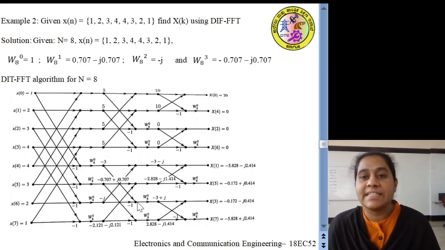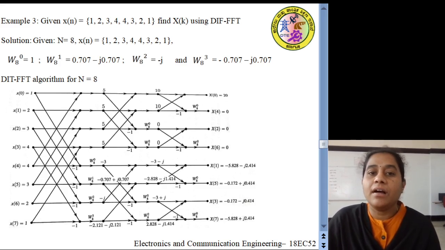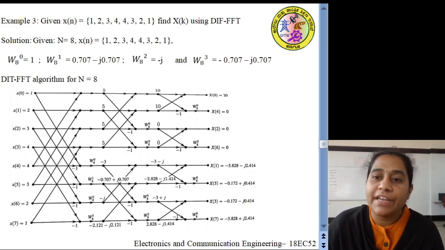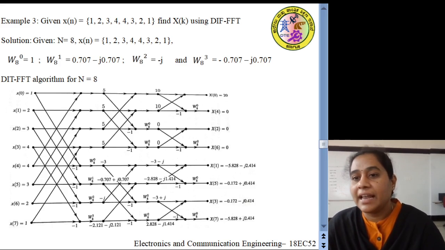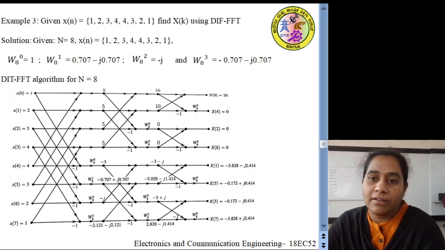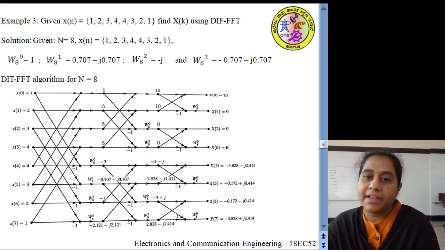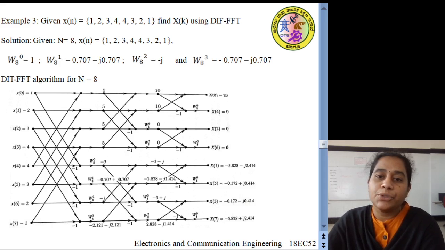Now let's consider one more example here. In this case, the given input signal x of n is 1, 2, 3, 4, 4, 3, 2 and 1, and we need to find the DFT x of k using DIF FFT algorithm. So now let us solve this. The n value they have given is 8. So the corresponding time domain samples are 1, 2, 3, 4, 4, 3, 2 and 1.